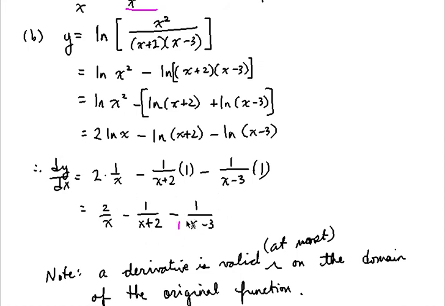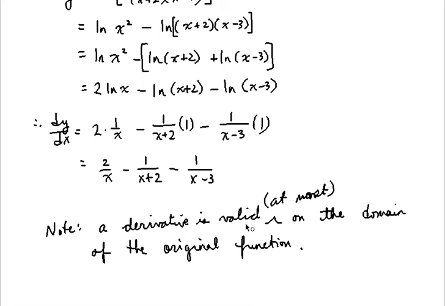Now just remember, I mentioned it briefly at the beginning of this video. A derivative is valid at most only on the domain of the original function. So since the natural log of x has a domain of x greater than 0, whatever the derivative is, this derivative is valid at most on this domain. Sometimes it's not even going to be valid on the entire domain, but we can just say at most that it's valid there. So just keep that in mind. Don't try to use this function for negative numbers.